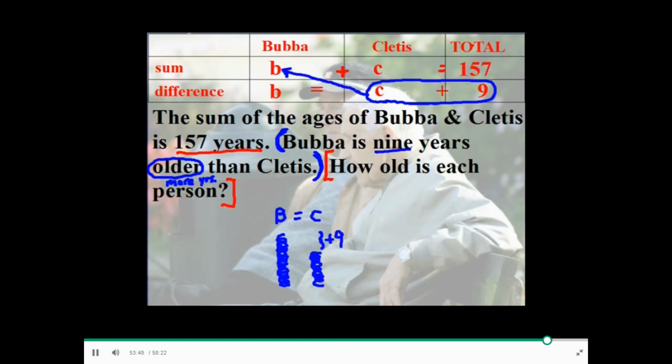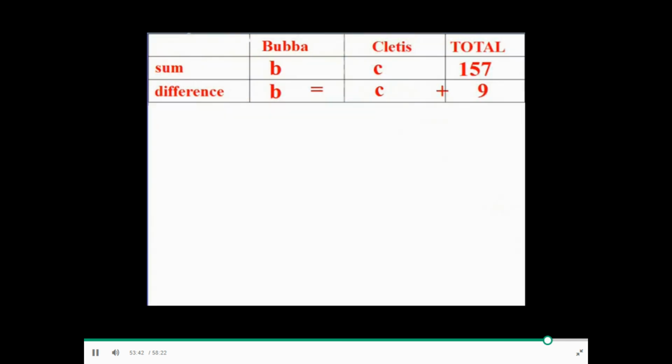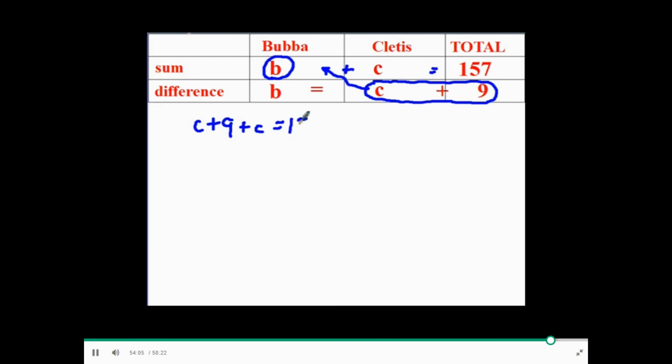So in place of B right there, I'm going to put C plus 9 right here. So I took that one and substituted. And then it's going to be copying now the plus C equals 157. So you know what to do next. We've got two C's there. These are our like terms.